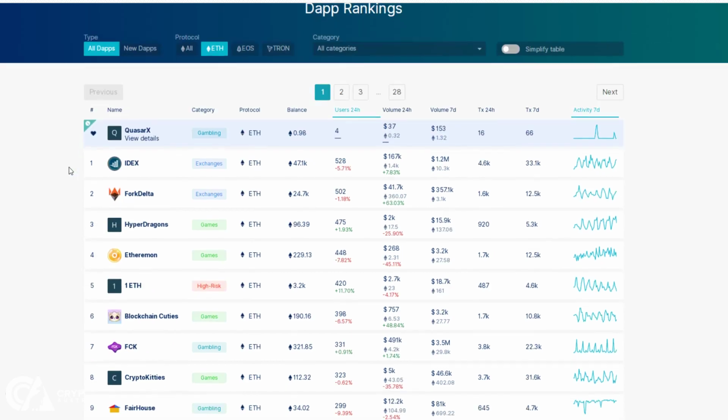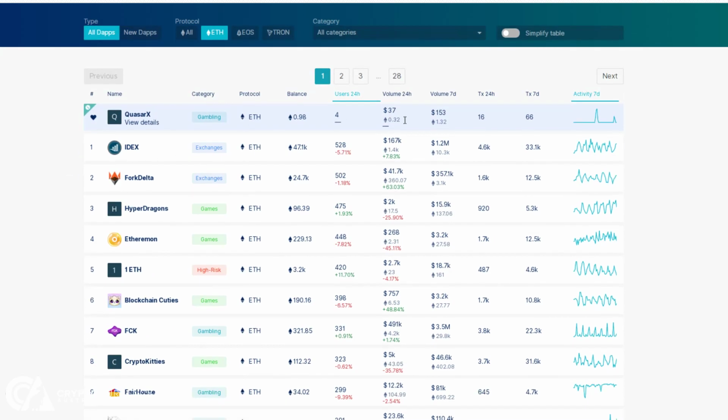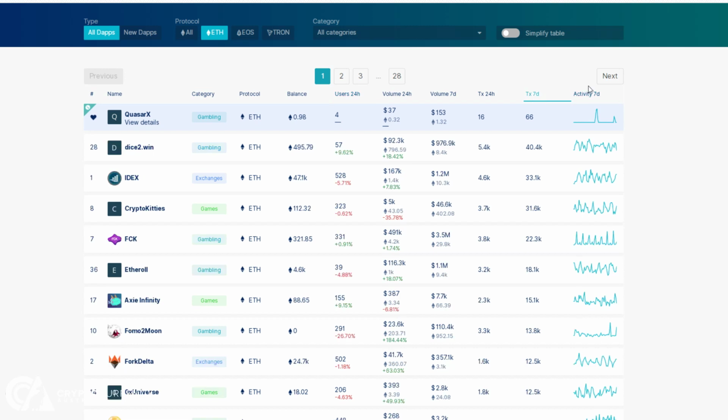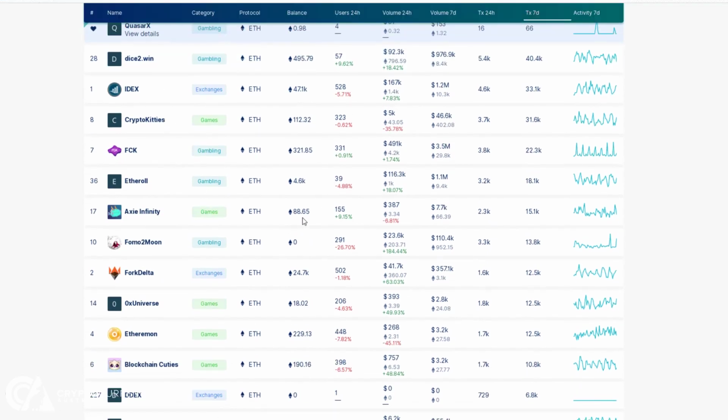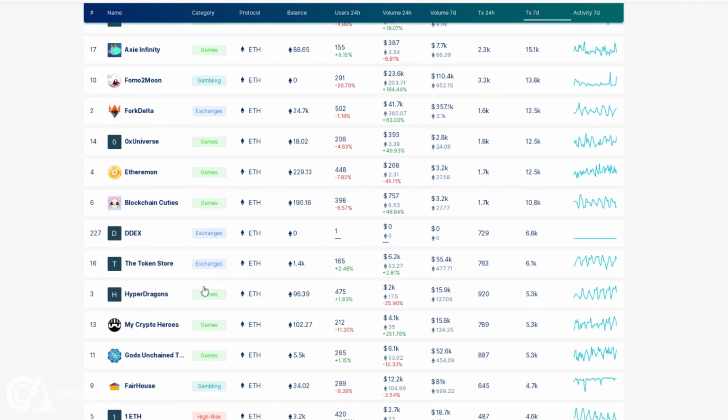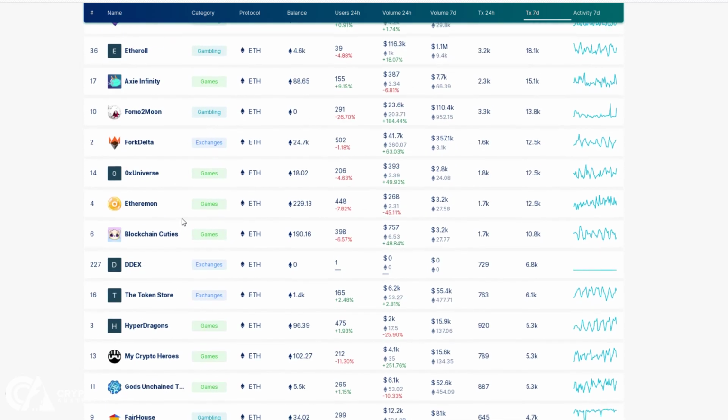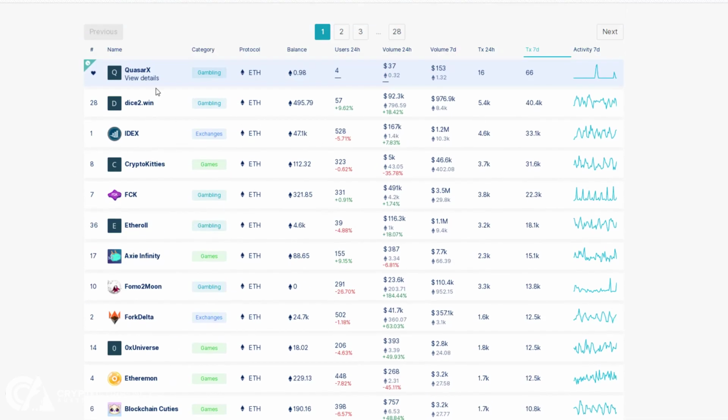So again, when we come back to Ethereum, let's just have a look at the transactions over 7 days. We've got actually quite a lot of gambling for Ethereum as well. We've got this dice to win, but then we've got exchanges, games, some more gambling, exchanges, games. So Ethereum is much more spread in terms of the applications that are seeing volume on it.